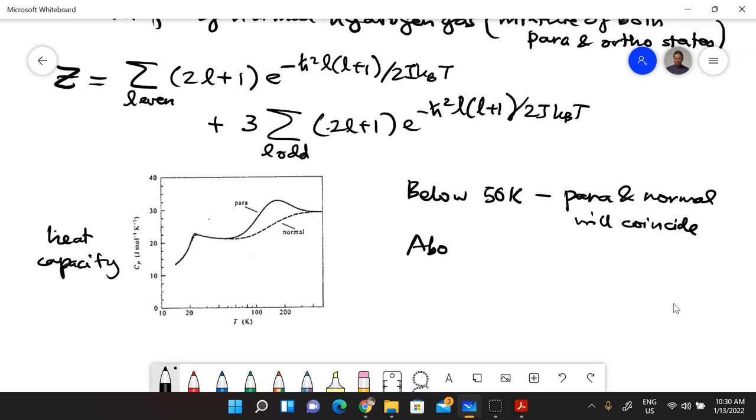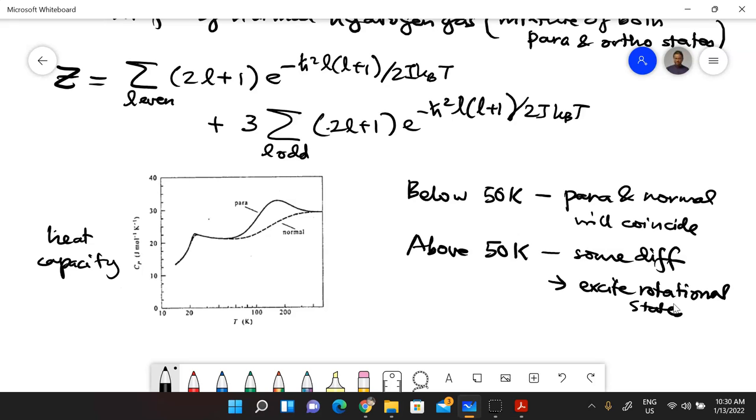But above 50 K, then you see some difference, because you start to excite your rotational states. So you can see the normal hydrogen, which is a mixture, is giving you this kind of curve, but if you just consider the para hydrogen state, then you have this kind of peak, and then your ortho hydrogen states probably are below that, giving you the combination of curve, giving you that normal hydrogen state. So that is more or less all the things that should be said in this particular chapter of the book.